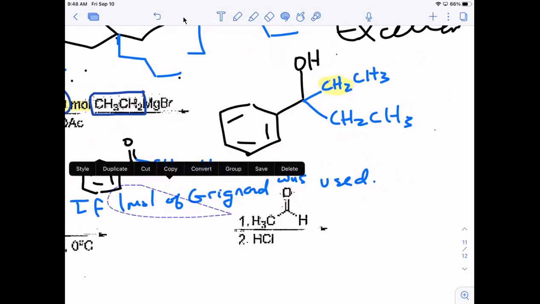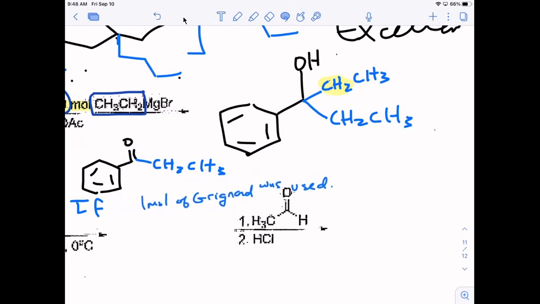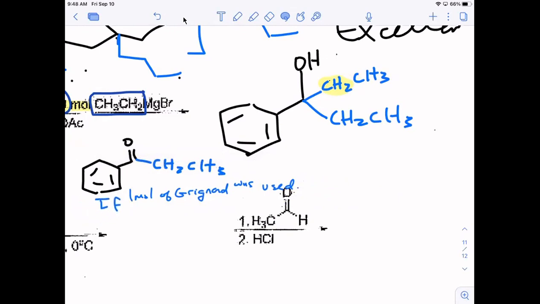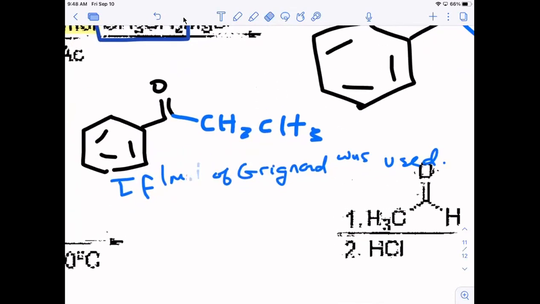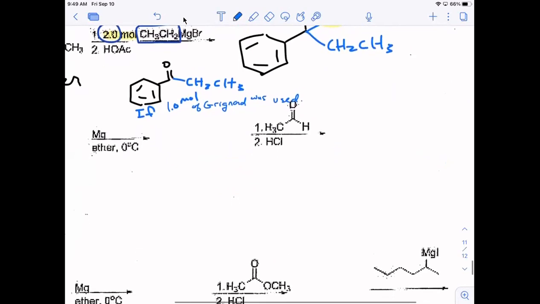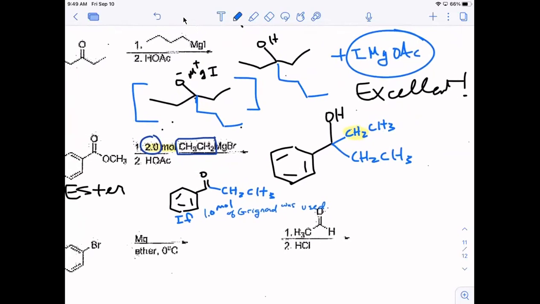All right, questions? Any questions about this? Right, I get a ketone if I use 1 mole, and because I use 2 moles to an ester, I'm going to get an alcohol. So both of those groups are going to add to that ester.